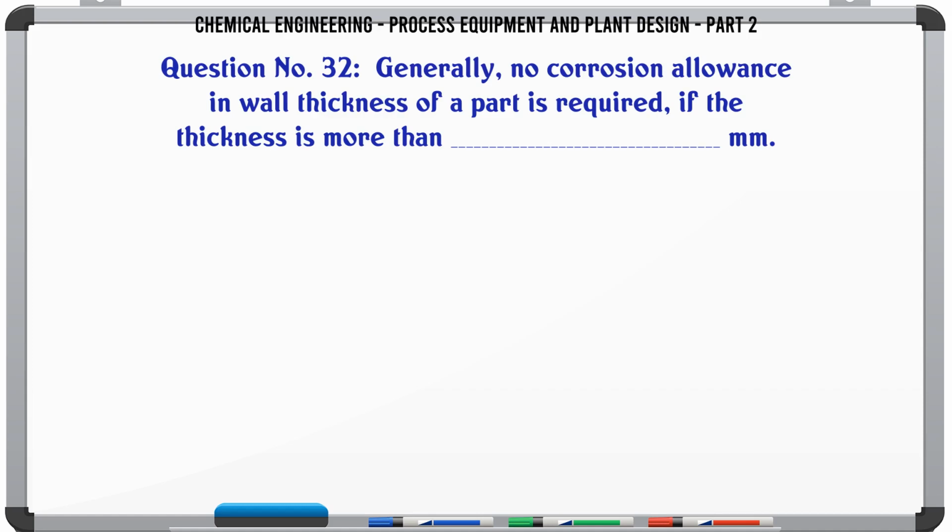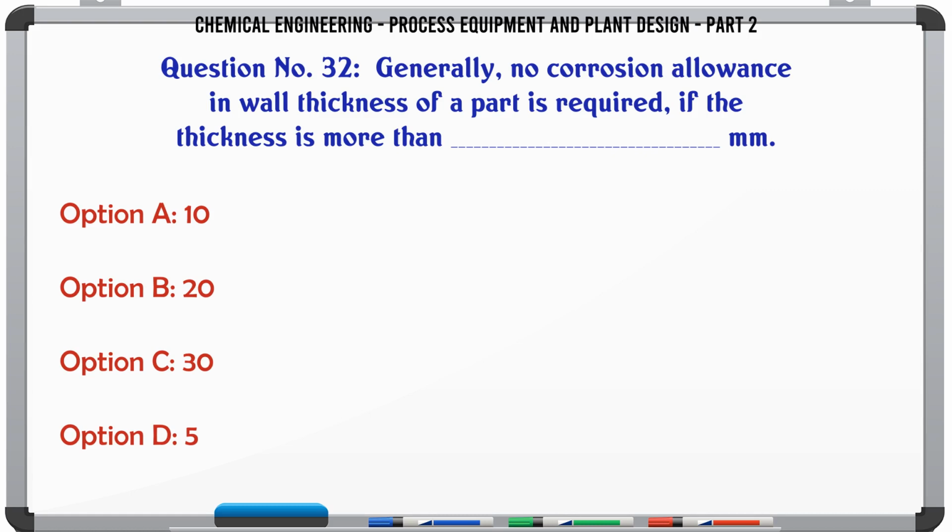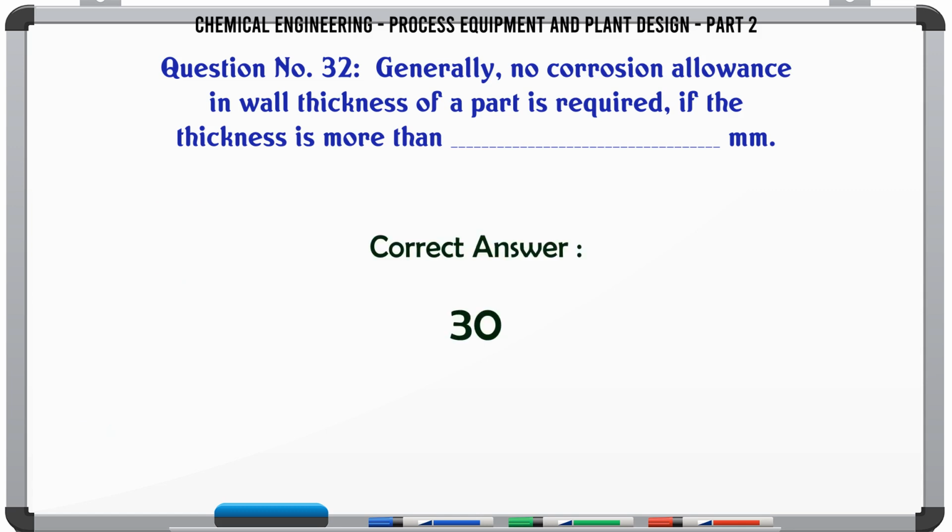Generally no corrosion allowance in wall thickness of a part is required if the thickness is more than mm. A. 10, B. 20, C. 30, D. 5. The correct answer is 30.